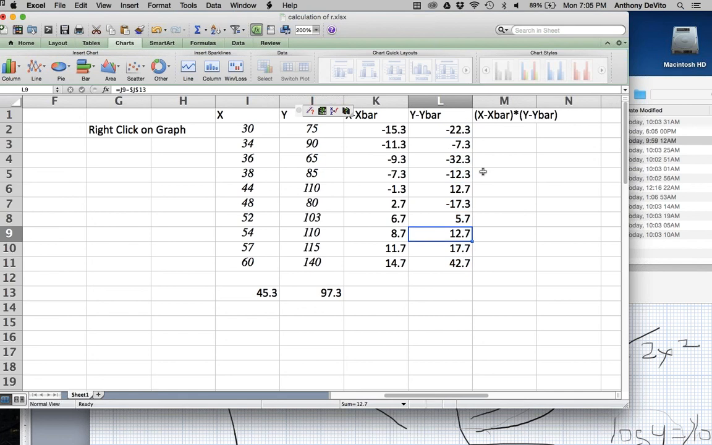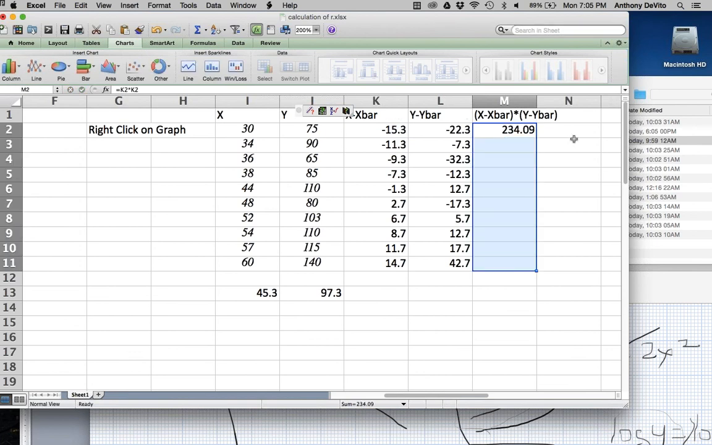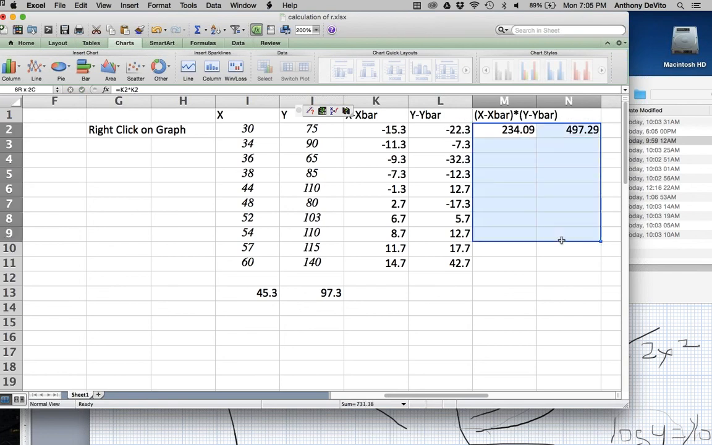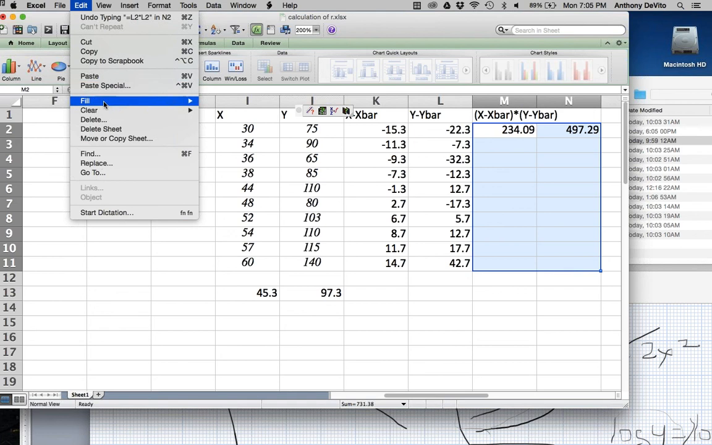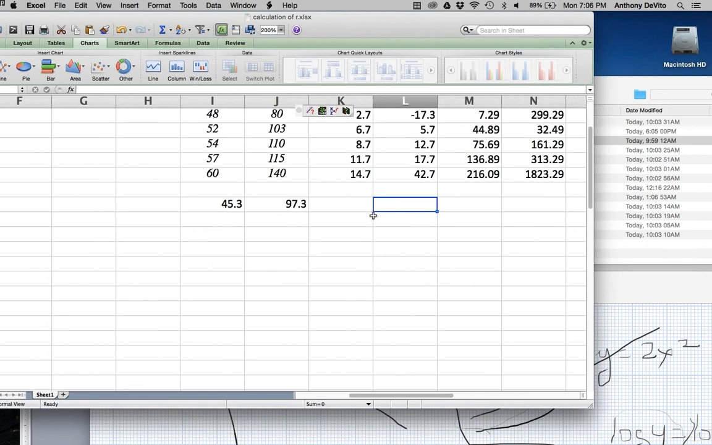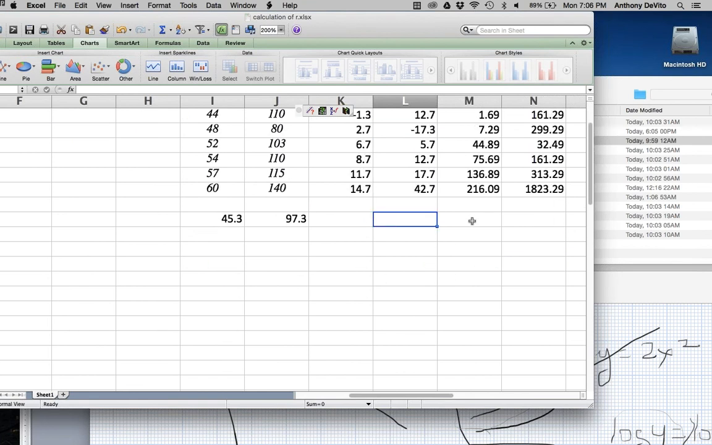Okay, so now I'm going to take each of these values and square it. X minus x bar squared, right? I'm going to do sum of squares as we usually do. It's equal to this value times itself, and I'm going to fill that down. I'm going to do the same thing for y minus y bar. Equals this times itself. Okay, and I'm going to fill down. Then I'm going to take these values and add them all up.